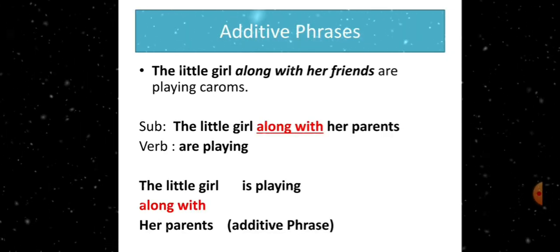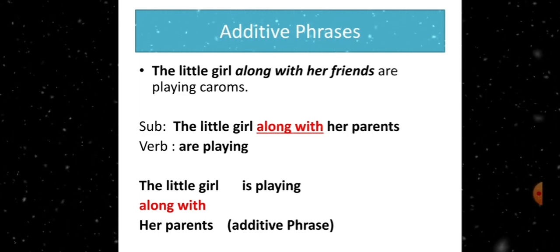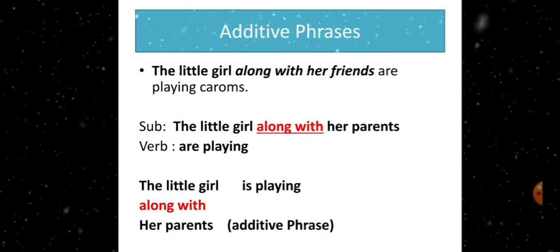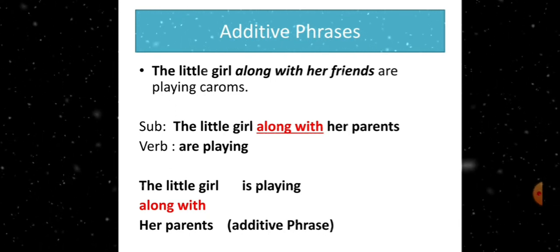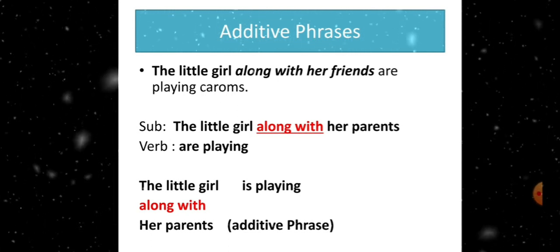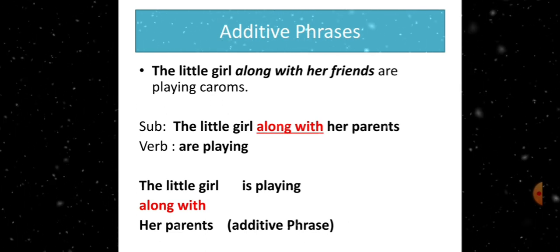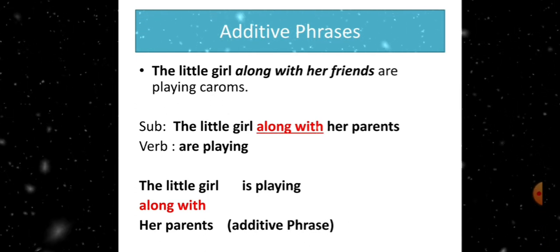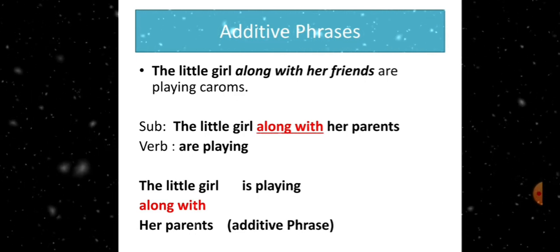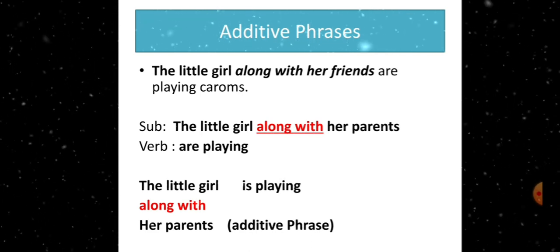So the next question. Okay, question number 4. The little girl along with her friends are playing caroms. You need to be very careful when you come across these kinds of sentences because they're very confusing. The little girl along with her friends are playing caroms. So the first point, always identify the verb first in the sentence. What is the verb here? Are playing is the verb. So is are singular or plural? It is plural, right? Clear? Now identify the subject.